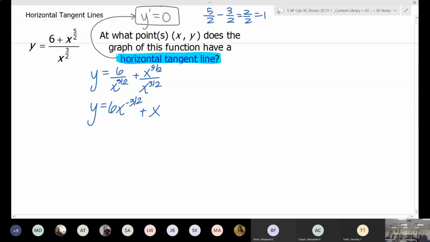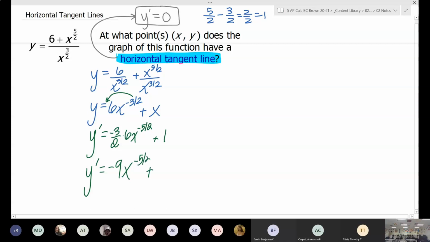So now we can go ahead and find the derivative. I am going to label it y prime now. The first term uses the extended power rule, so the negative 3 halves comes down in front. I have negative 3 halves, and the 6 was a coefficient. Negative 3 halves minus 1 is negative 5 halves. The derivative of x is just 1. Cleaning that up a bit, 6 divided by 2 is 3, so we get negative 9 x to the negative 5 halves plus 1.